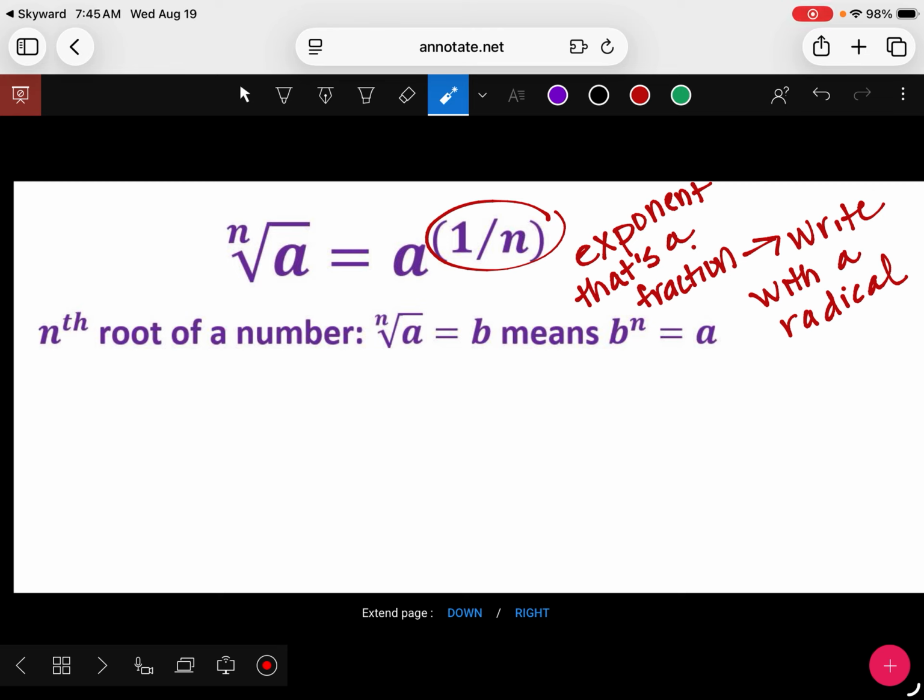So whatever number, I like to call this the elbow. Whatever number is in the elbow of the radical, that's the number that's in your denominator.